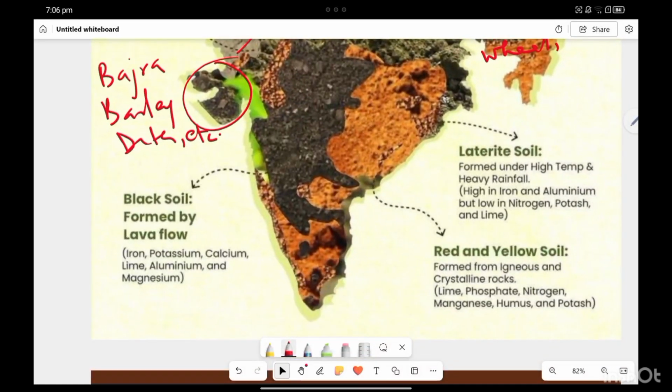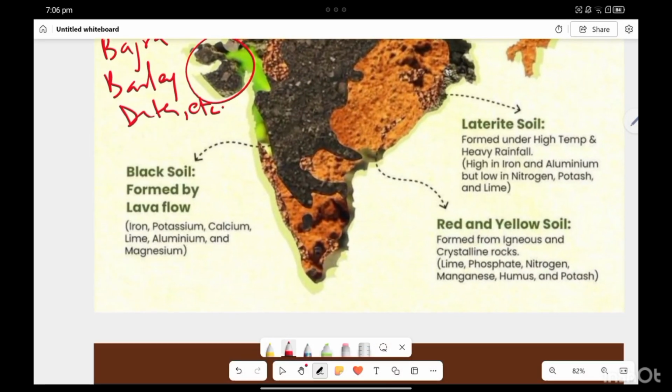Moving forward to the black soil. Black soil is the type of soil found in the Deccan Plateau, and this is formed by the lava. And this type of soil is most suitable for the cultivation of cotton, soya bean, millets, etc.